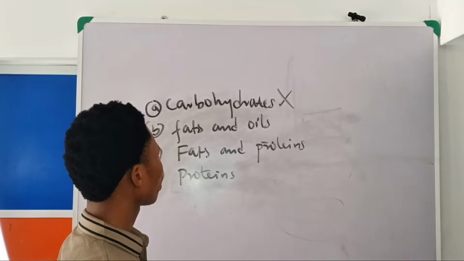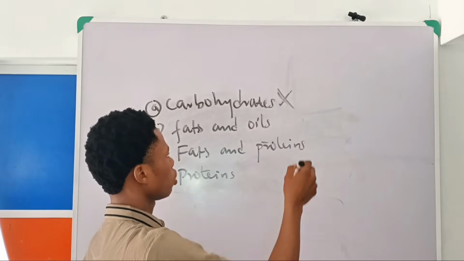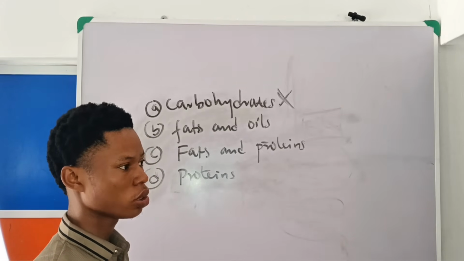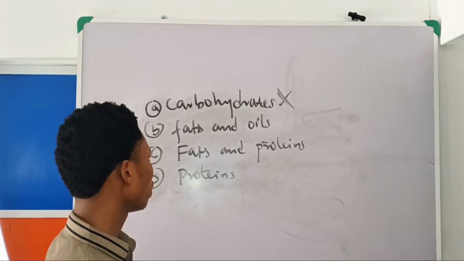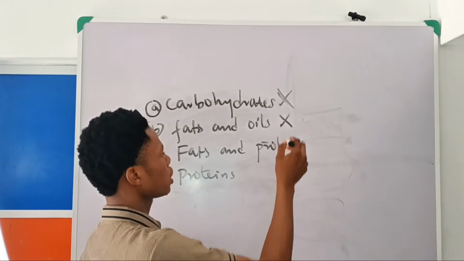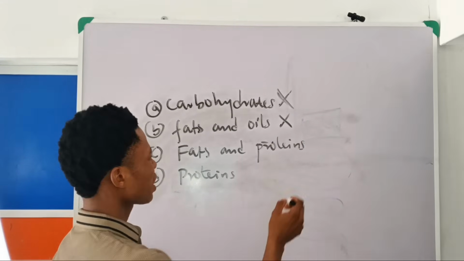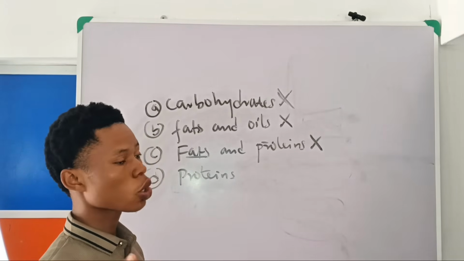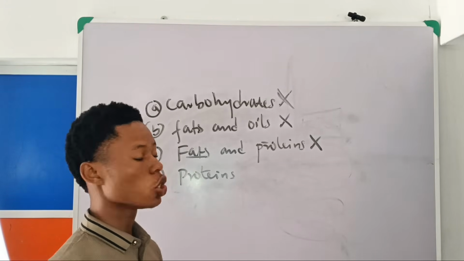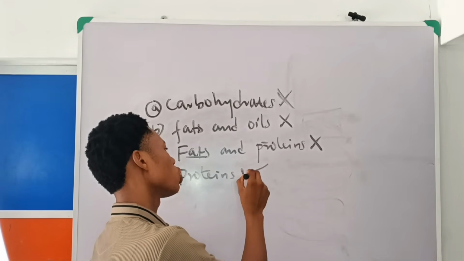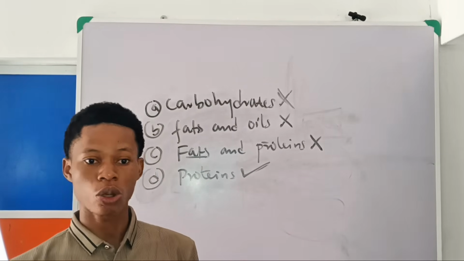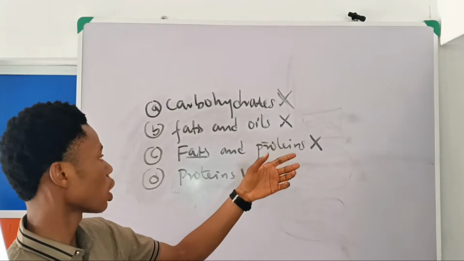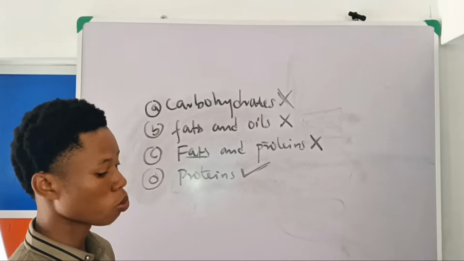So carbohydrate digestion cannot take place in the stomach, because the stomach is acidic, and the enzymes involved in carbohydrate digestion will be inactivated. Fats and oils cannot be digested in the stomach also. Fats and proteins, this option is wrong because we still have fat here. The food substance that can be digested in the stomach is proteins. So protein digestion can take place in the stomach, but digestion of fats and carbohydrates cannot.